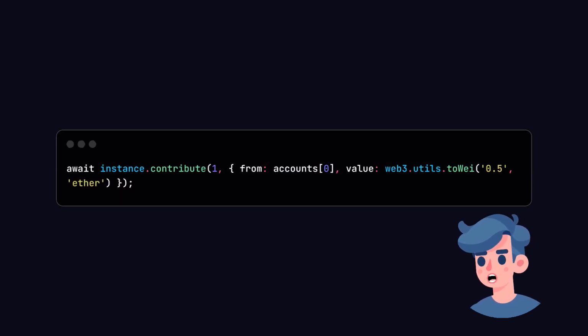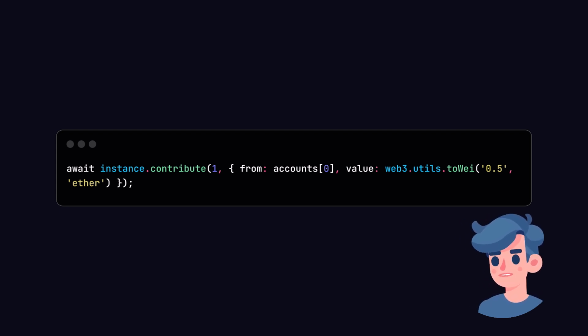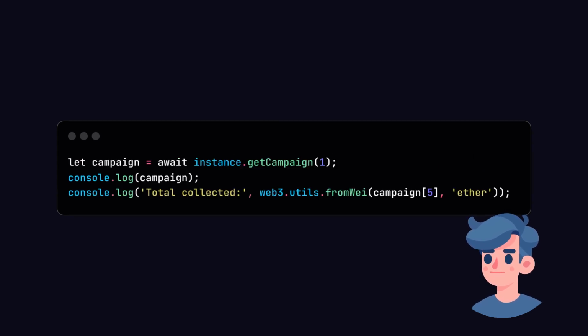With a campaign created, let's proceed to contribute to it. Run the following command, specifying the campaign ID and the amount you want to contribute. Repeat this step using different accounts to simulate multiple backers contributing to the same campaign. Now, let's check the total collected amount for our campaign. You can do this by retrieving the campaign details using the getCampaign function.